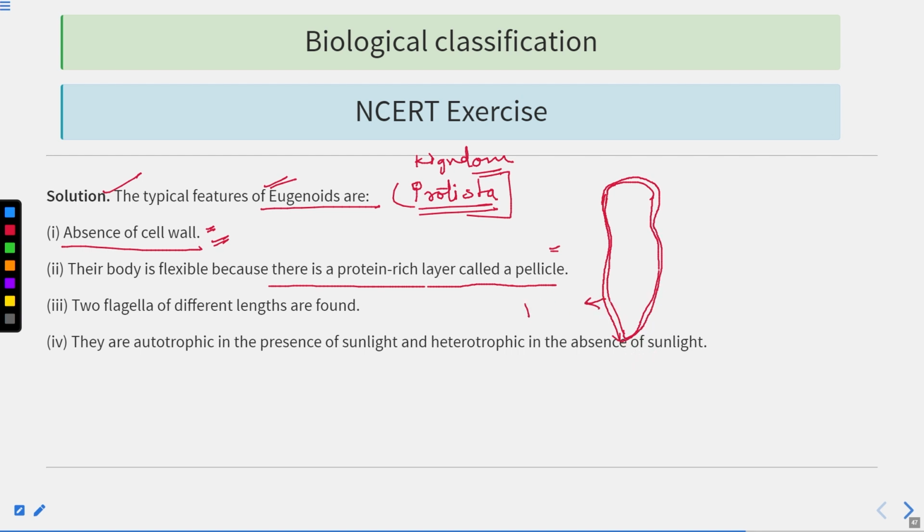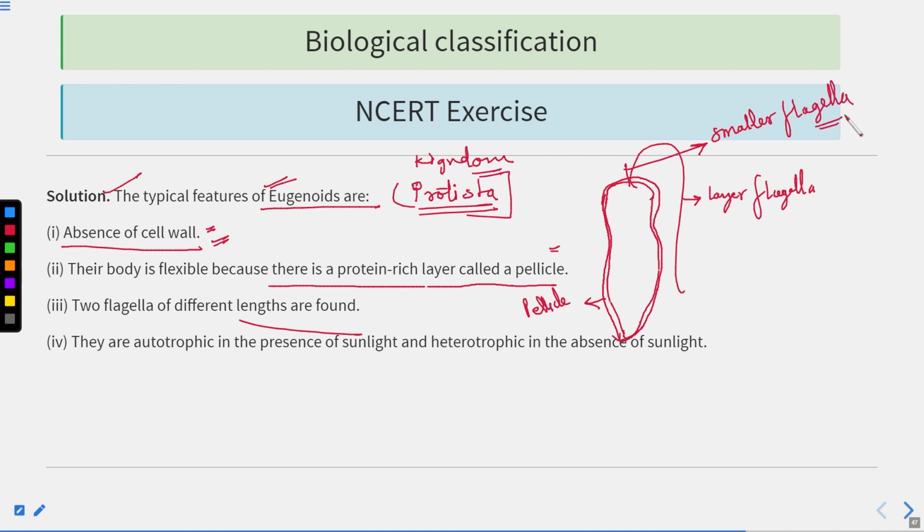This is the pellicle. And two flagella of different lengths are found. Here you can see one is the larger flagellum, and this is the smaller flagellum. Two flagella are there. One is larger and one is smaller.